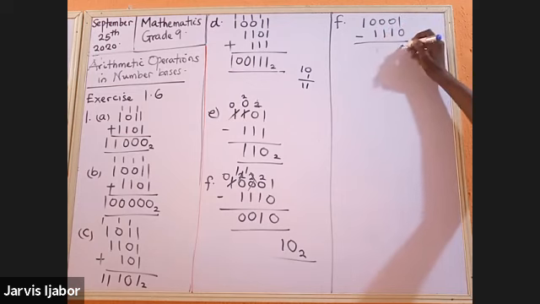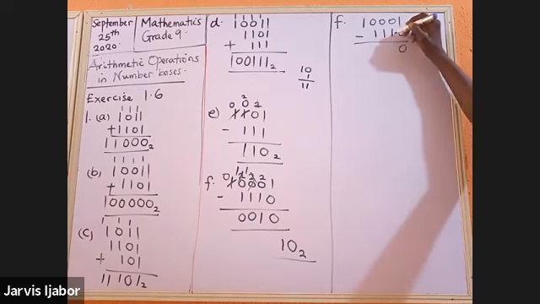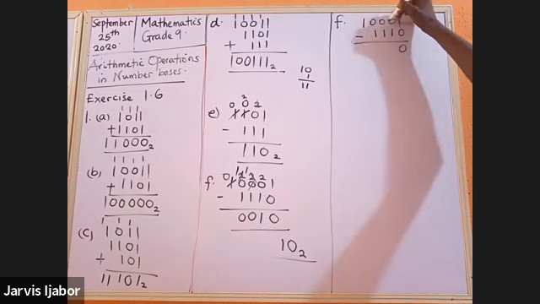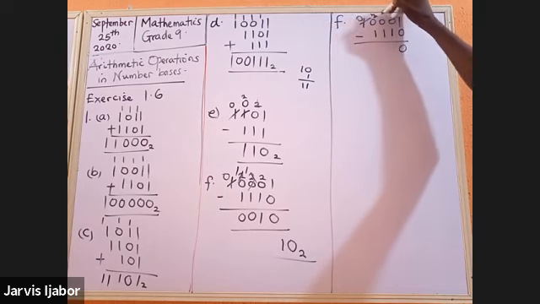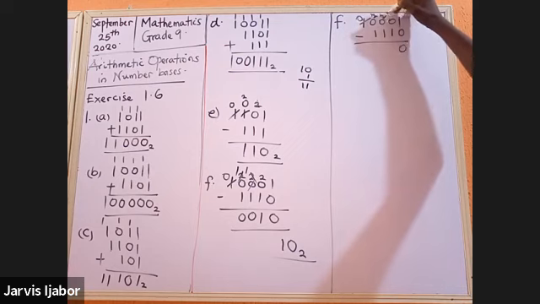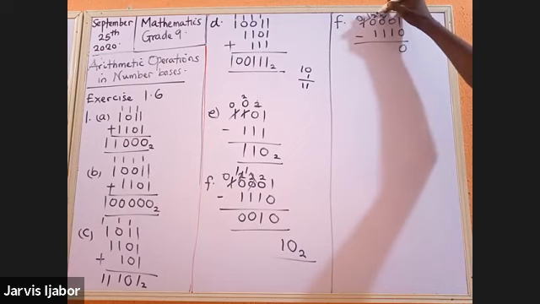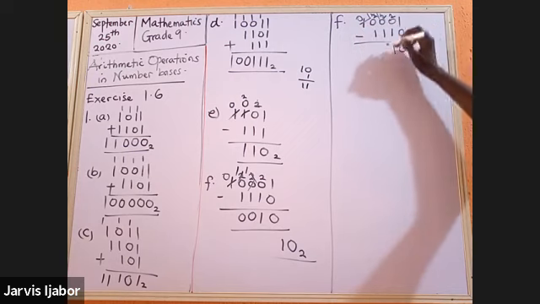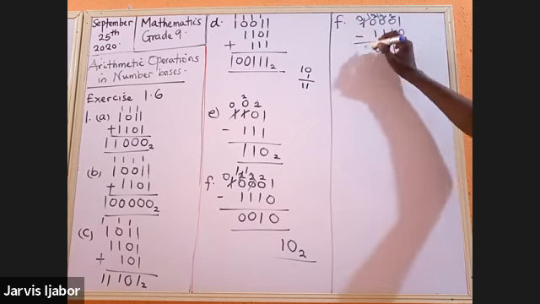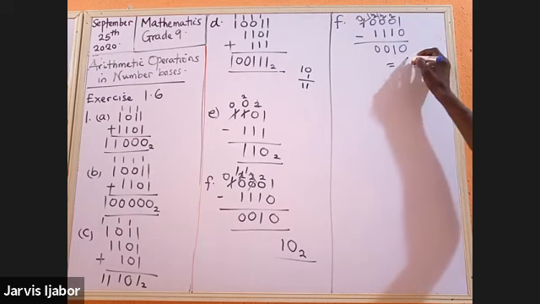1 minus 0 will be 0. 1 minus 0 is not possible, so you borrow from here. This becomes 0 after borrowing 1. This will be 1, this will be 1. Then this becomes what? 2. 2 minus 1 is 1, 0, 0, and 0. So your final answer is now what? 10.